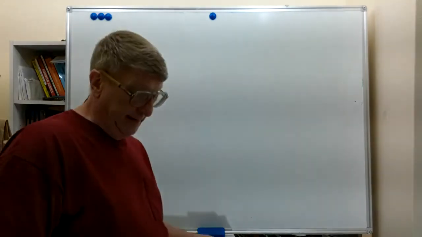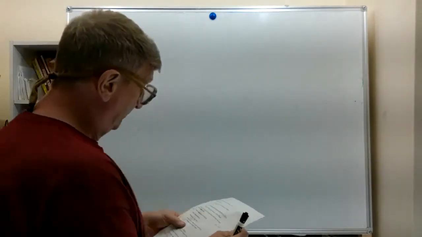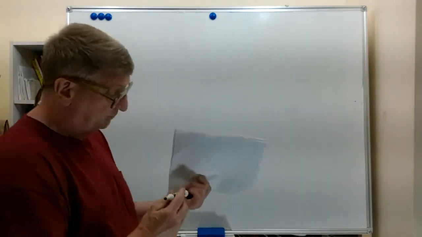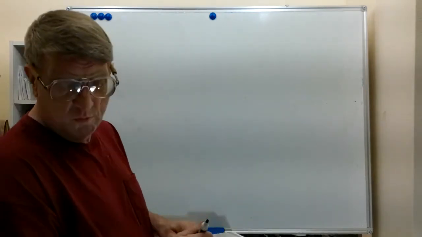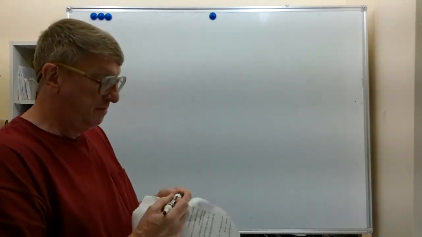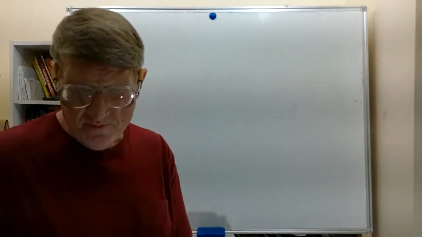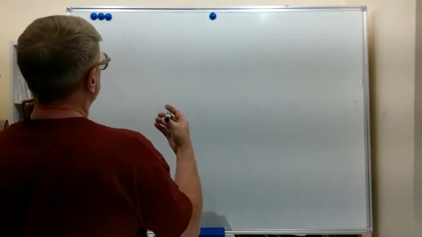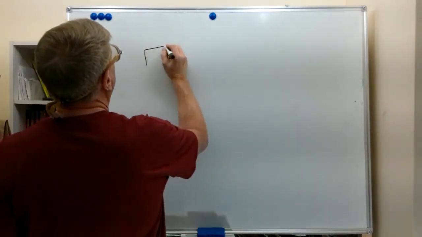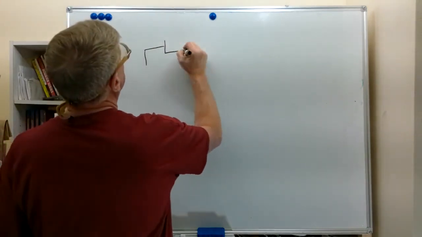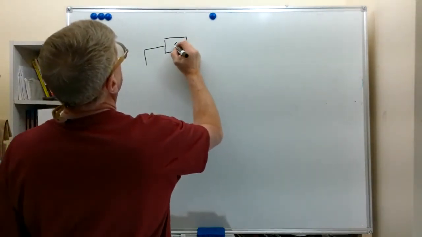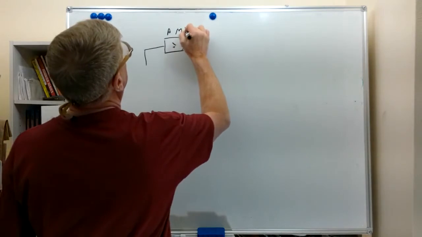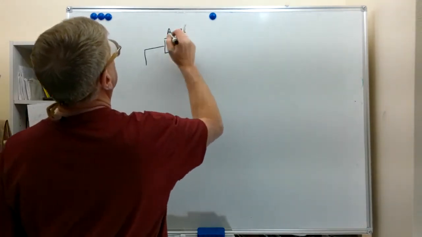So we're going to talk a little bit about the linear proportion between voltage and current. I'm going to draw a little circuit here, and we're going to have a variable voltage supply. We're going to put an amp meter in here to measure the current. I'm just going to say AM for amp meter.